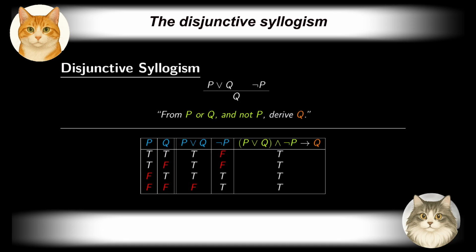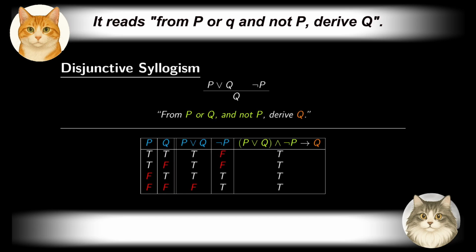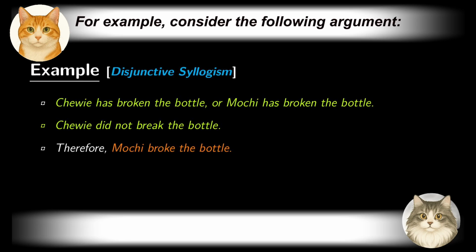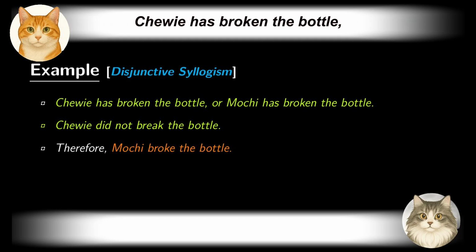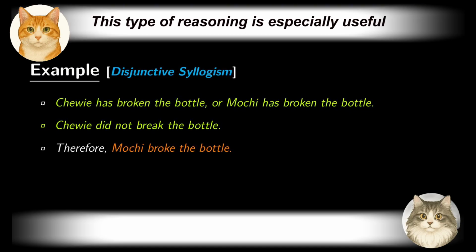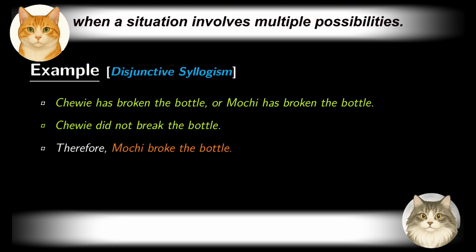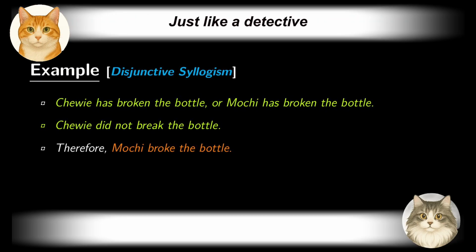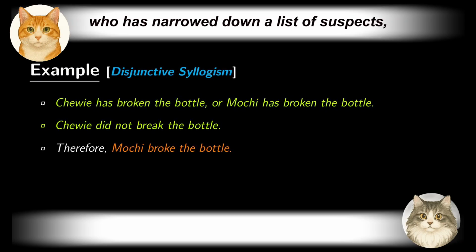The disjunctive syllogism is another frequently encountered rule in deductive reasoning. It reads, from P or Q and not P, derive Q. For example, consider the following argument. Chewy has broken the bottle, or Mochi has broken the bottle. Chewy did not break the bottle. Therefore, Mochi broke the bottle. This type of reasoning is especially useful when a situation involves multiple possibilities. Just like a detective who has narrowed down a list of suspects, one can then eliminate options one by one until the correct conclusion is reached.